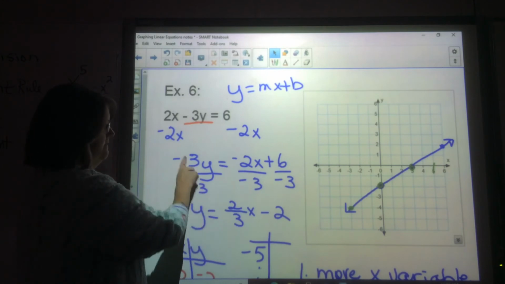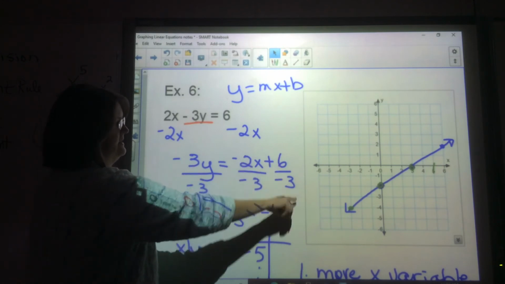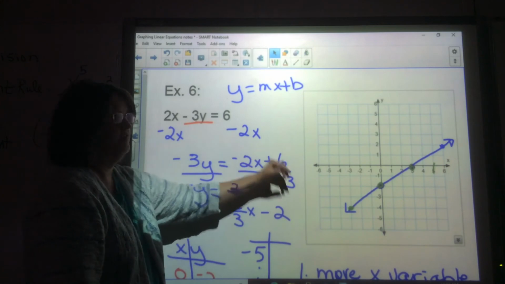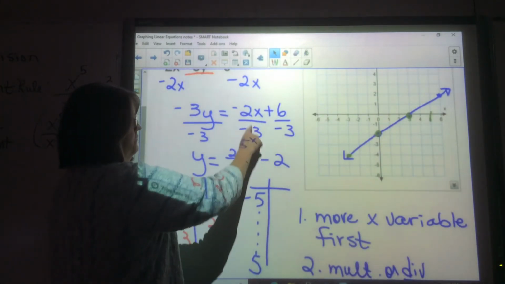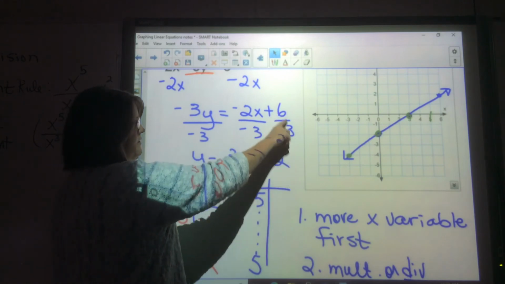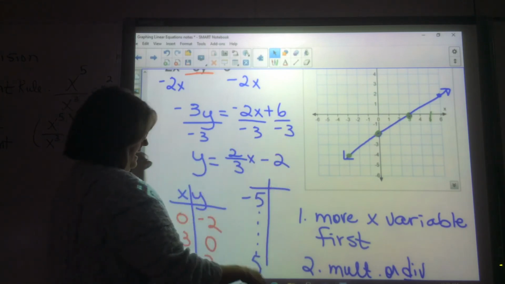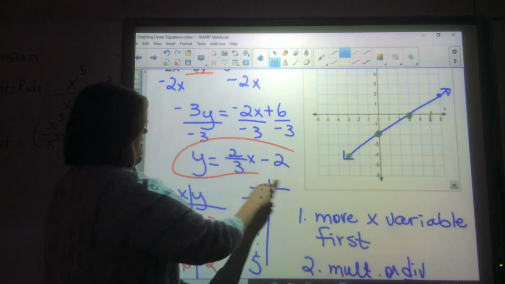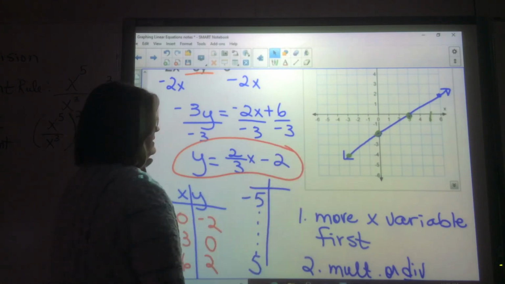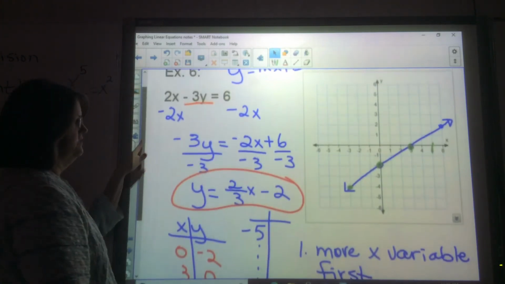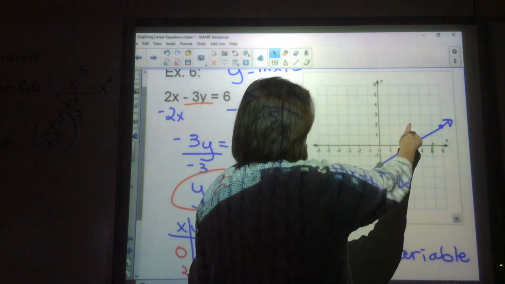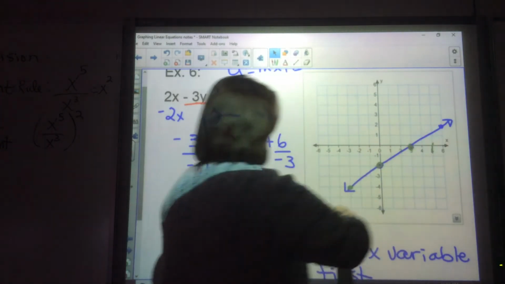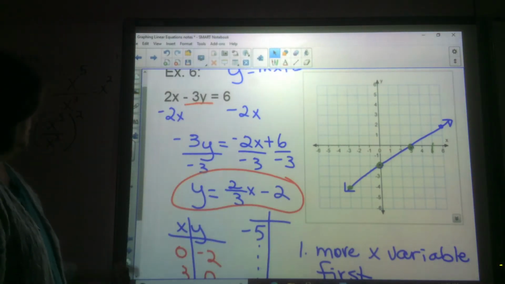And now I'm going to divide by -3. That's my next step. And I divide by -3 each and every part of the equation. And -2 over -3 is 2/3. And 6 over -3 is -2. And this is the equation I'm going to graph. So I'm going to start at -2 and go up 2 to the right 3. Up 2 to the right 3 and graph my line. And there we are.